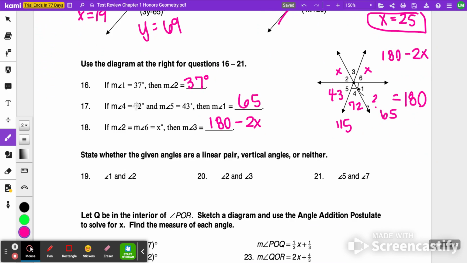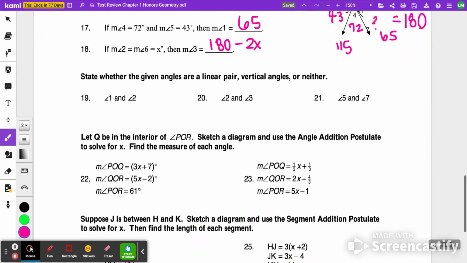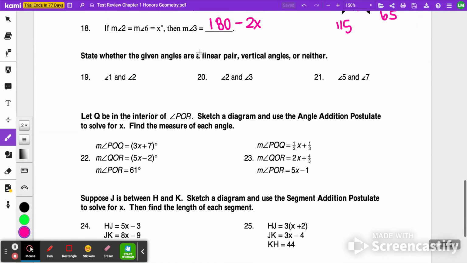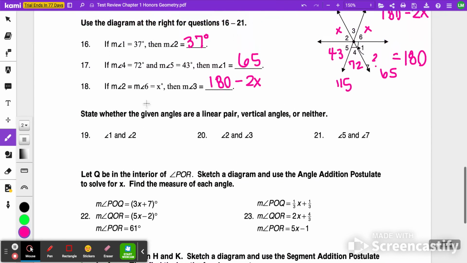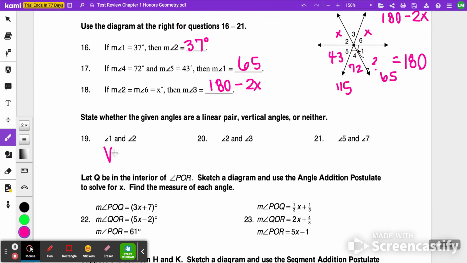Okay. Now we're going to move on to 19, 20, and 21. State whether the given angles are linear, vertical, or neither. So using the same diagram, 1 and 2 are vertical. 2 and 3 are neither. They're adjacent, but we don't get that option here. And then 5 and 7 are considered linear because they are on the same line.